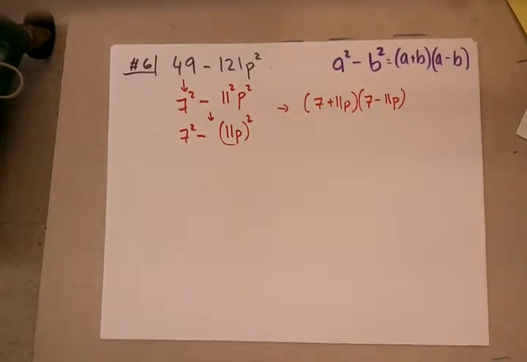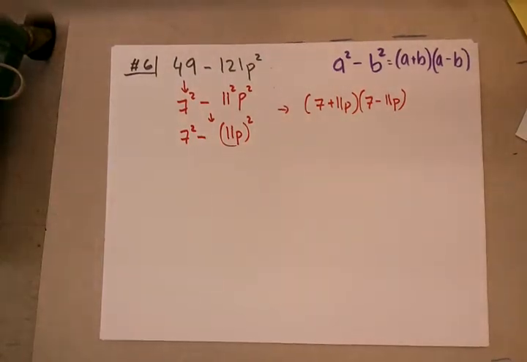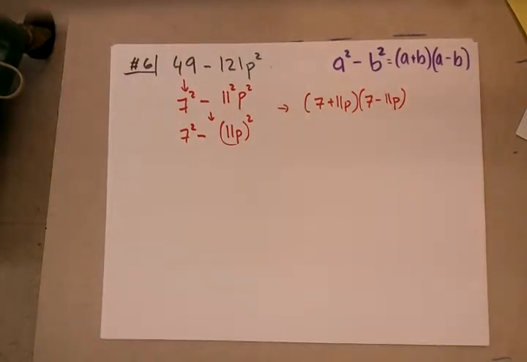And that's it. You are done. There's nothing else to do. And the minus can go first, the plus can go first. In this case I have the plus first, obviously. It doesn't really matter. Alright, that's number 6. Let's move on to number 12 next.